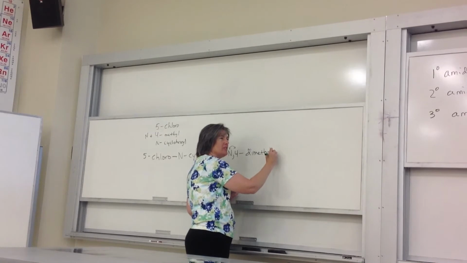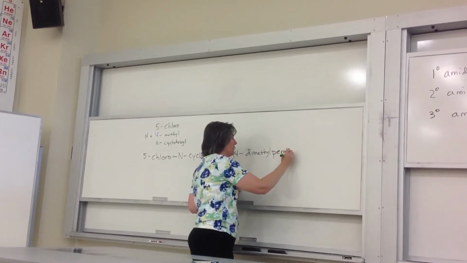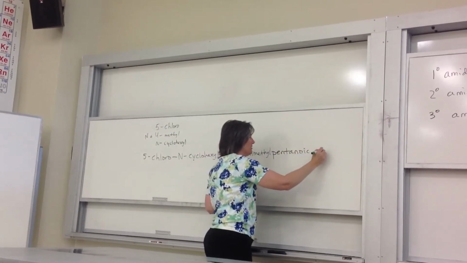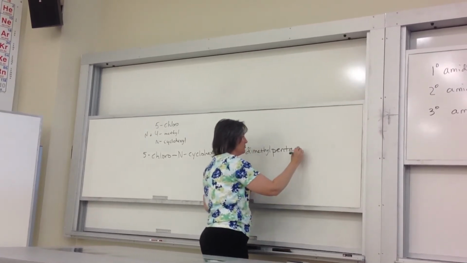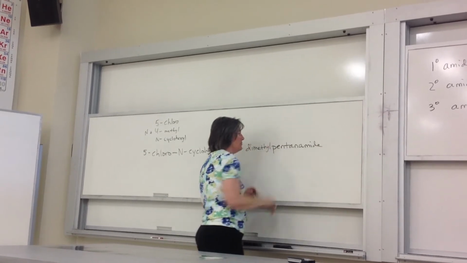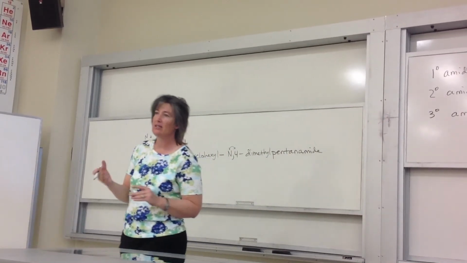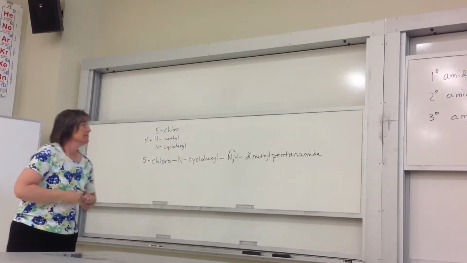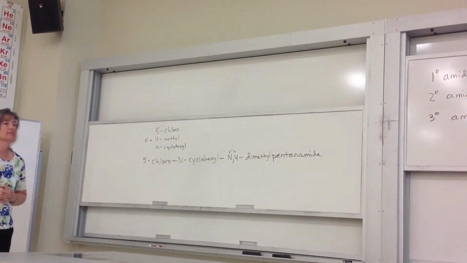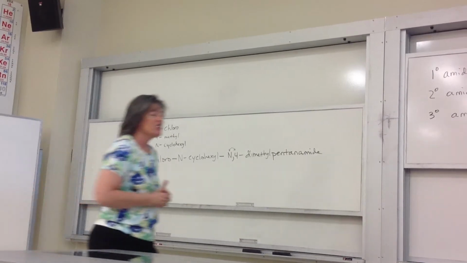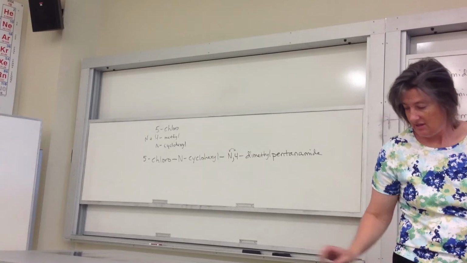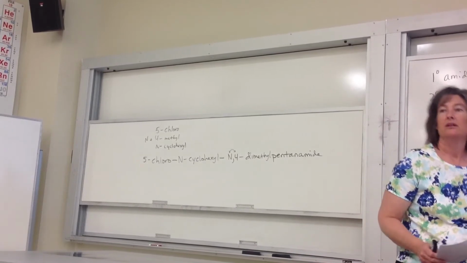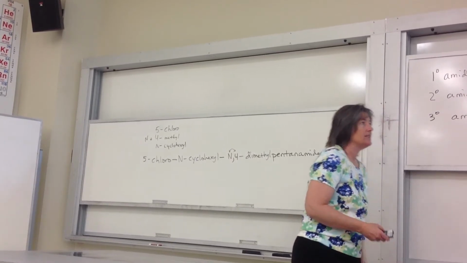And what did we say it was? A pentanoic acid? So it's based on pentanoic acid. We get rid of oic acid. It's pent. Pentamide or pentanamide, however you want to pronounce it. Okay, so they really aren't that difficult to make. All right. Questions so far?